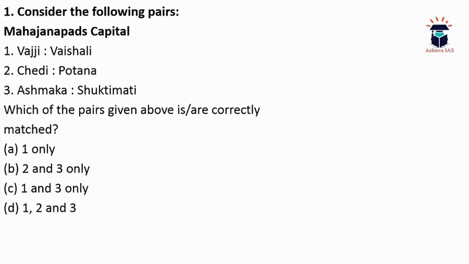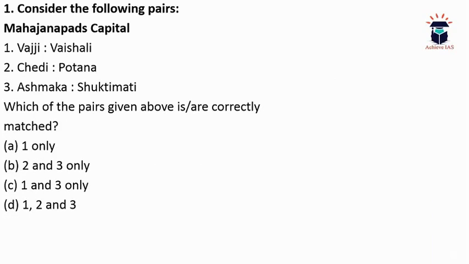The first question is relating to: consider the following pairs. Here we have been given the Mahajanapadas and their capitals. We have to check whether they are matched correctly or not, and which of the following are correctly matched. First is Vajji, matched with Vaishali. Second is Chedi, matched with Potana. Third is Asmakka, matched with Shuktimati.